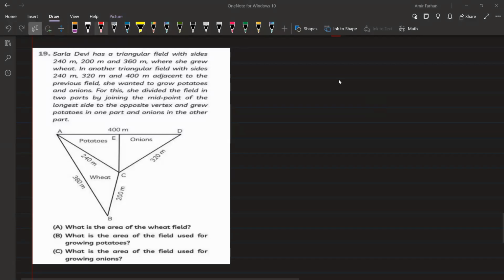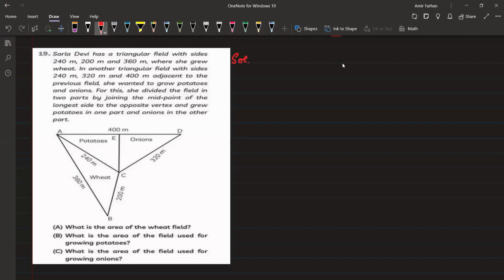Let's look at the question. The question is saying that Sarla Devi has a triangular field in which she is going to grow wheat. This is a complete triangle, and these are two triangles basically. She divided the triangle into two halves, one used for potatoes and another used for onions. Now let's calculate the area of the wheat field.